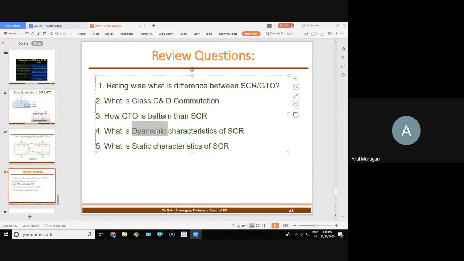Dynamic characteristics are nothing but the waveforms, so just remember the waveform diagram. The same method you will explain. Static characteristics are nothing but testing. So, testing the SCR, you give the triggering circuit and the power circuit, and you find the test results. That's all.